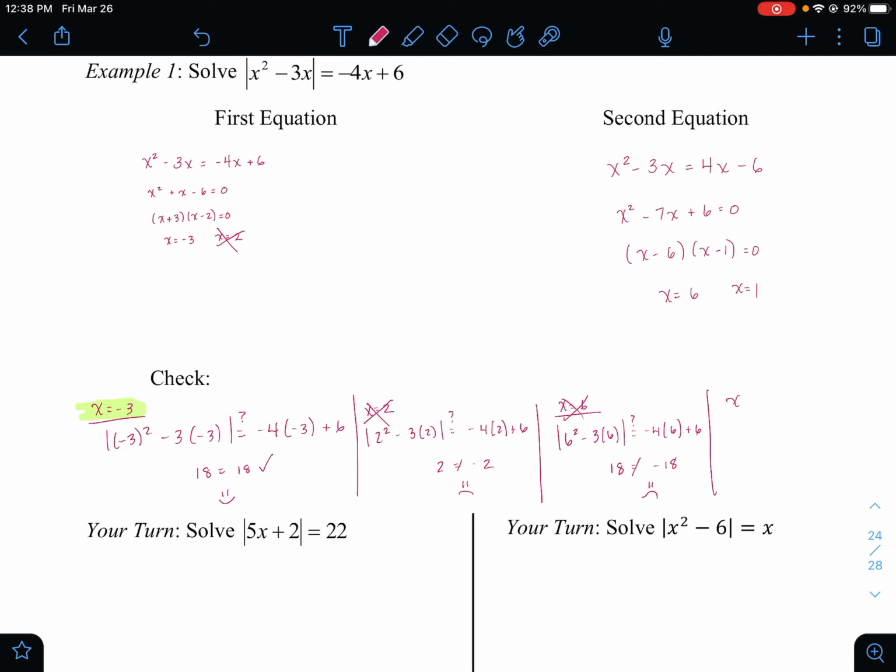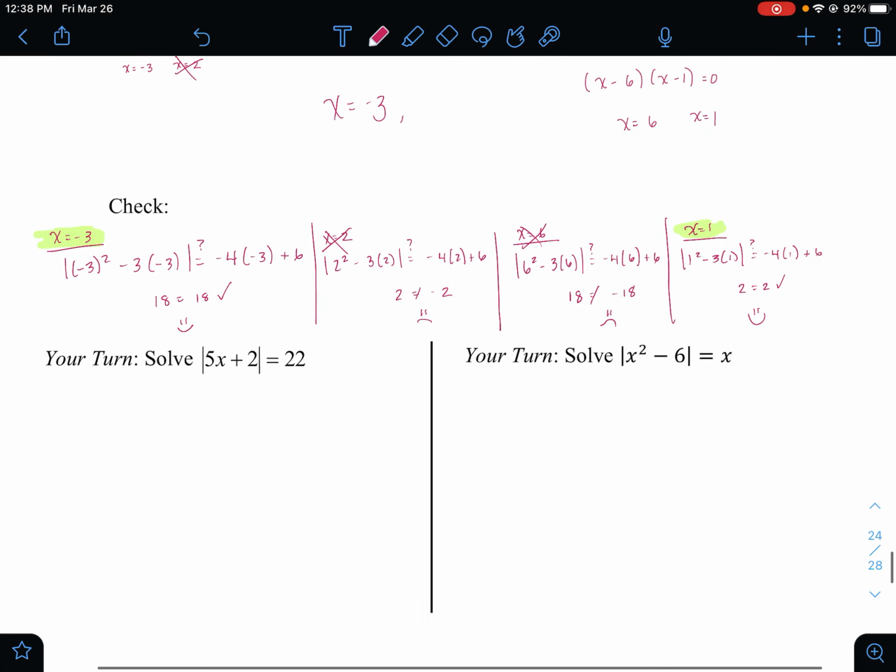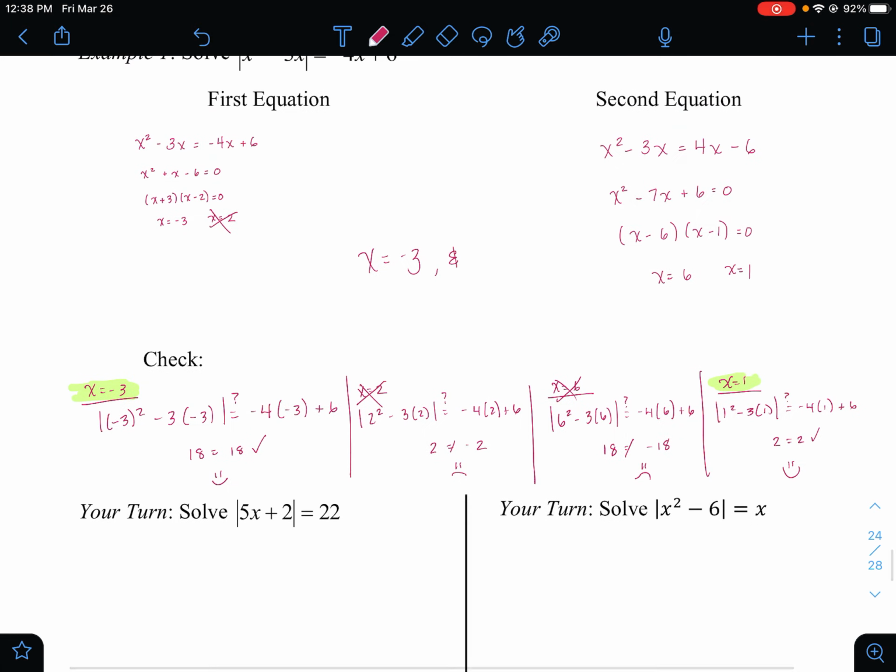All right, finally we have to try 1. Absolute value, 1 squared minus 3 times 1 equals, with a question mark, negative 4 times 1 plus 6. We end up getting 2 is equal to 2. There we go, and we got x is equal to 1. So our final answer is going to be x is equal to negative 3 and 1. And that's our final answer.